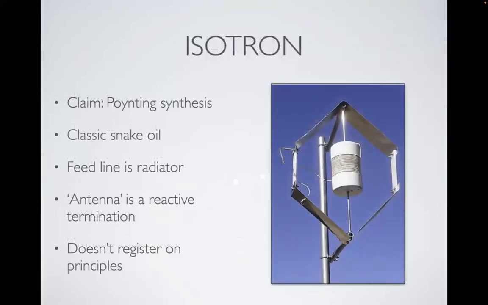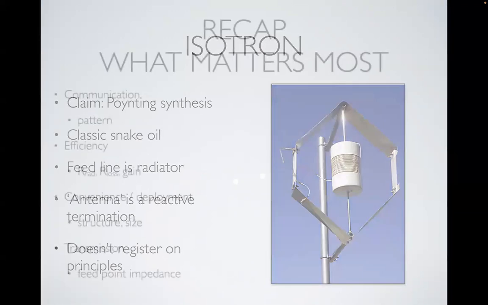And then there's the Isotron. Anybody have one of these? No. Okay. The claim with the Isotron is that we're doing Poynting synthesis. We talked about that earlier, where we get the magnetic and electric fields to cross each other just right, but it doesn't work. It's just a load on top of a piece of coax, and the thing that's really radiating is the outer shield of the coax. So it's just a reactive terminator on the end. It doesn't really fit with our principles. So I would say avoid this particular device.